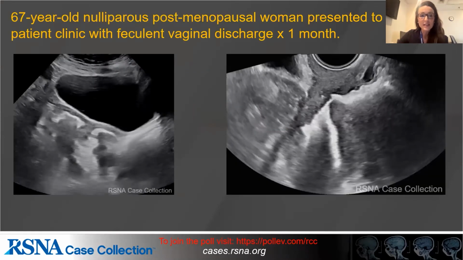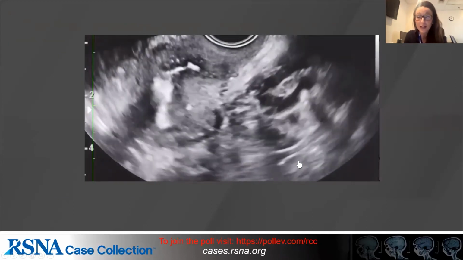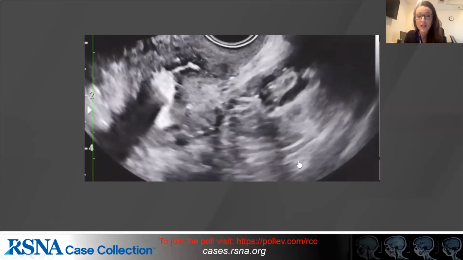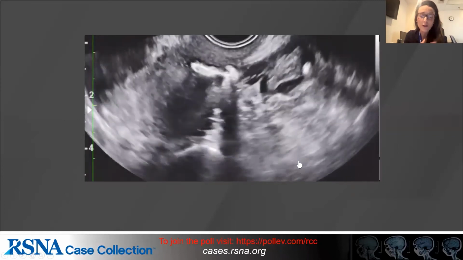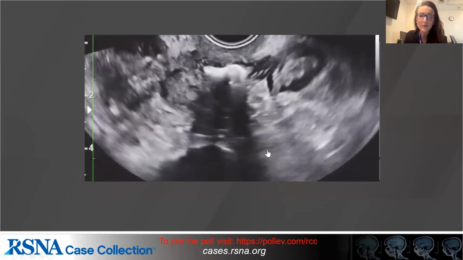This is a 67-year-old nulliparous postmenopausal woman presenting to an outpatient clinic with fecal vaginal discharge for approximately 1 month. Here you have midline transabdominal grayscale imaging through the pelvis, and here is also a midline sagittal grayscale image through the level of the uterus. As with ultrasound, it's frequently helpful to have clips. So here is a representative sagittal color Doppler or grayscale ultrasound clip through the level of the uterus.